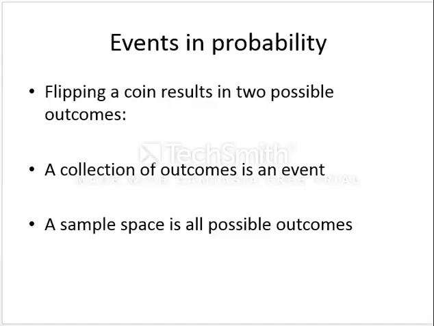So first, let's think about a very simple experiment. We can flip a coin, and when we flip a coin, we have two possible outcomes. So we can either get a heads or a tails. We can denote these by a capital H and a capital T.